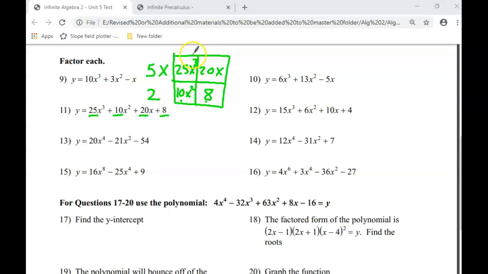Then we do the columns as well. These two terms can both be divided by 5, and they both have at least 2 x's in common. These two terms, the biggest thing that divides into both of those is going to be 4. And there's your answer. You can always double check to make sure they multiply to fill in the box correctly. But basically you end up with this as your final answer.